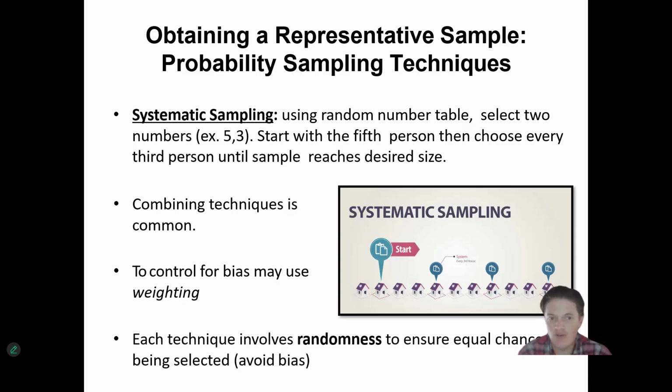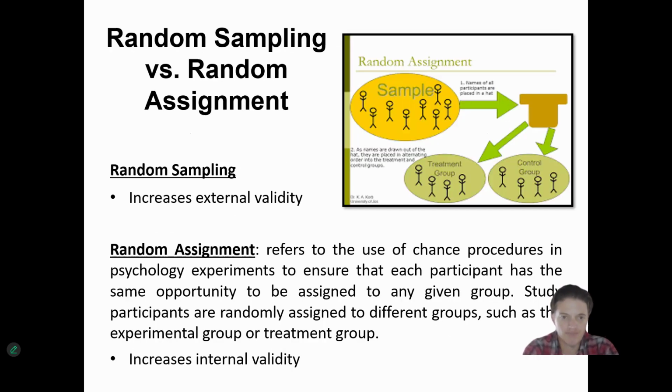Really common in general to combine techniques, right? As you can see, there's a lot of different ways of getting a random sample. So you can combine techniques whenever appropriate or needed. To control for bias, you might use things like weighting, right? Weighting specific groups in order to counter for what you have. And each technique, though, that we're talking about has some element of randomness to it. Everybody has that equal chance of being selected. And that's really what is the key to avoiding bias, right? Avoiding the inability to generalize because we have a biased group.